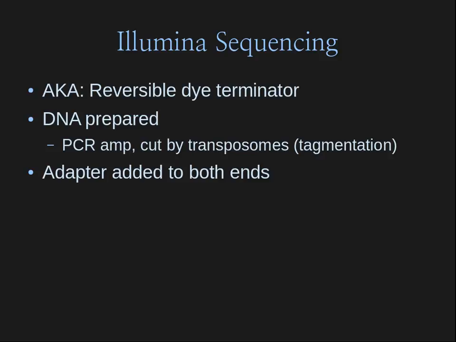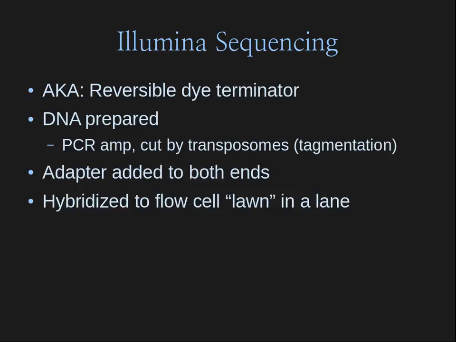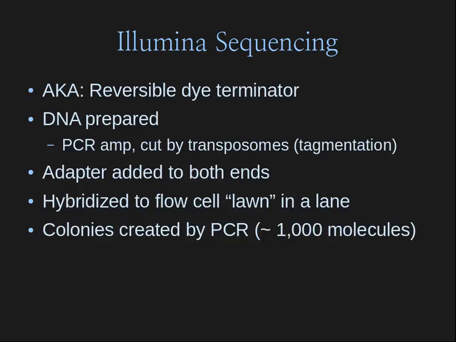So we're ligating a known sequence onto both the 3' and the 5' end of all of our DNA. Then we wash it over a flow cell that has a lawn in this particular lane. This lawn is made of all these oligonucleotides, and we can then create colonies by essentially using PCR again. I'll show you a picture again of how this works.